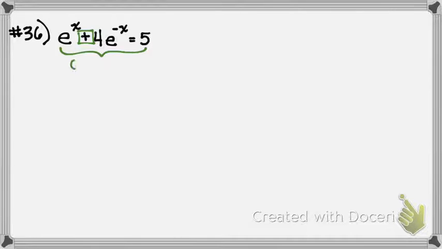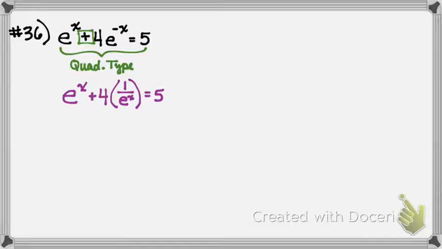So now we need to figure out what we're going to let u equal so that we can do our u substitution. I'm going to rewrite this. e to the x plus 4 e to the negative x, which is 1 over e to the x, is equal to 5. I really don't like having fractions like this. Plus, it's going to make it really hard to work with as a quadratic type if I have that fraction. How could I clear the fraction out?